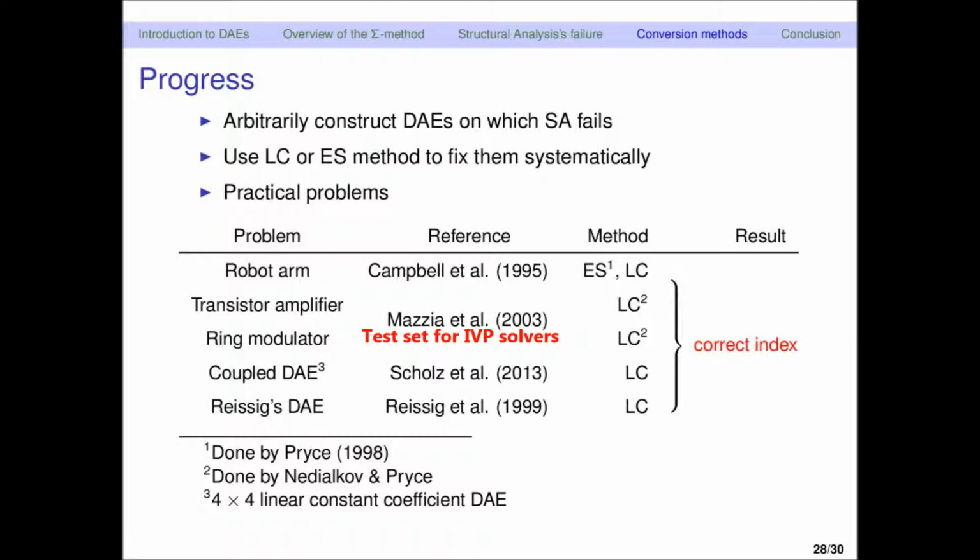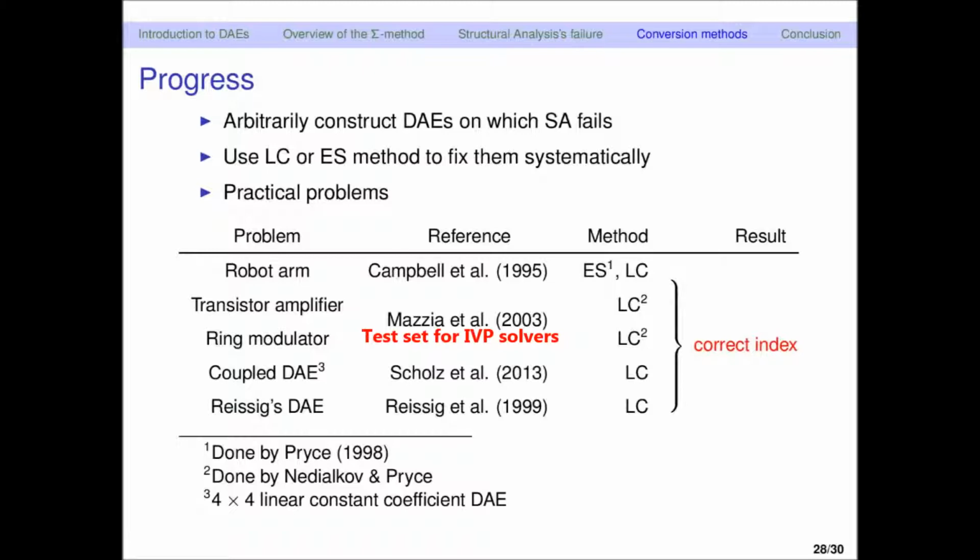But for practical problems, we fix these. The robot arm is an index 5 problem. In the beginning, we report index 3, which is wrong. Then we fix it by both methods. These two problems, the transistor amplifier and the ring modulator, come from electrical circuits. They are in the test set of initial value problems. This is by the University of Bari. This one is pretty new.